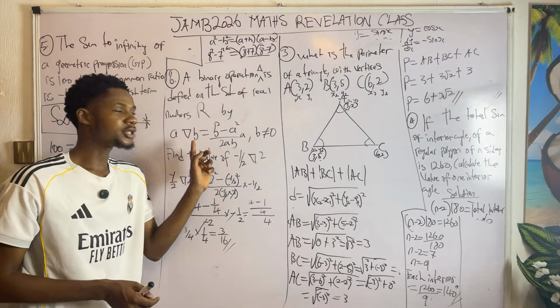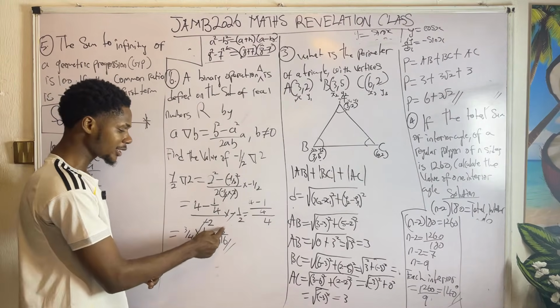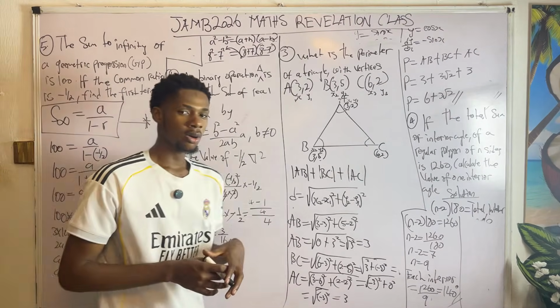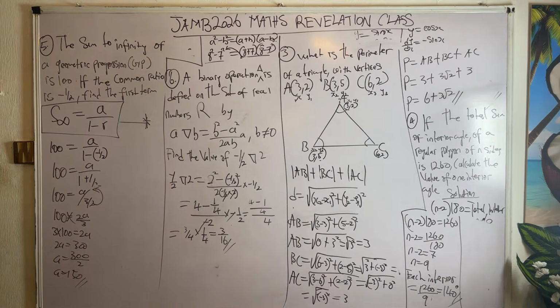Now, A operation B is what we're having here. So if you are solving, this whole solution is correct. Our answer is 3/16. And that is how questions of binary operations are being solved. I'm sure you got that well. Okay, the person that asked me to solve a question on binary operation, I'm sure you understood it.